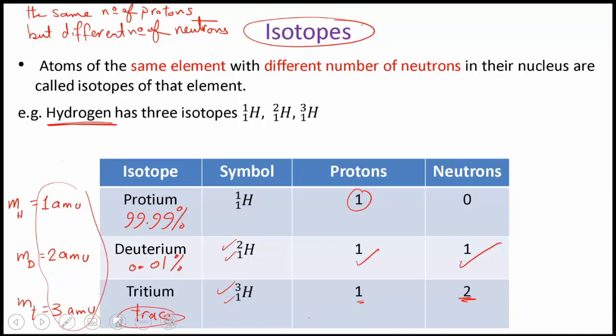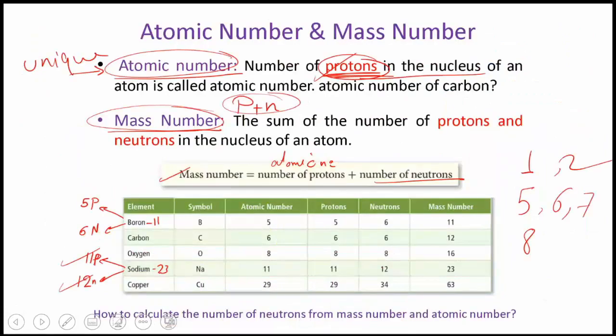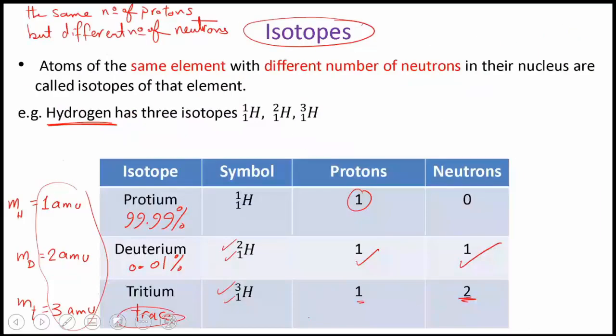So if we look back to the mass number, it's very near to the real mass of the atom. It's not exact, but it's very near to the real mass. For example, the real mass of the protium is around 1.007825 atomic mass units. But here I said it's 1.